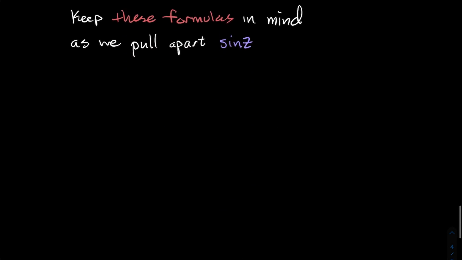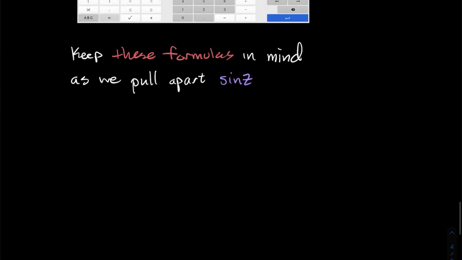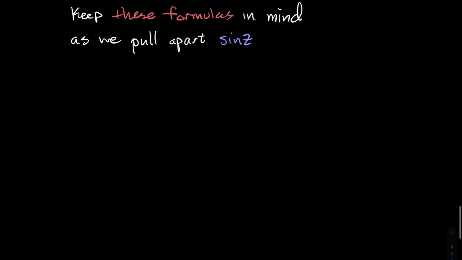And so I want to keep these two formulas in mind, because what we're going to do is pull apart complex sine of z. So these formulas, again, to remind you, that are in pink here, try to embed those in your brain, these two combinations of real exponentials, because they're going to show up again shortly.